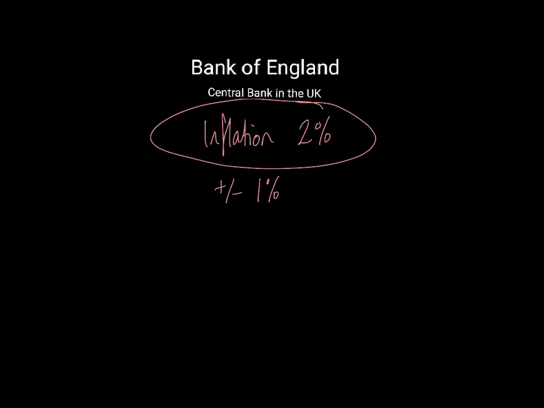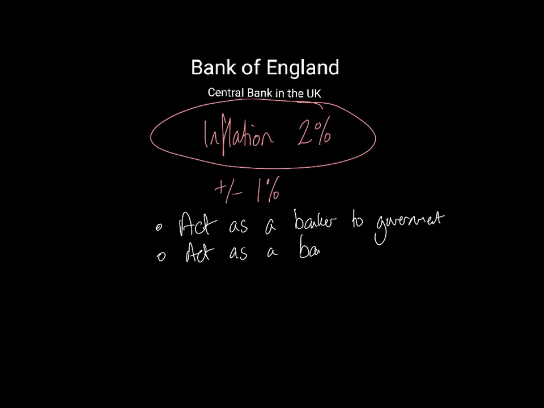But as the central bank, they do have other functions, and it's worth just thinking quickly about what those other functions are. So the first thing is that the central bank is not an institution where you as an individual can deposit money. So it's not a banker for the general population. It is, though, a banker for the government. So the central bank acts as a banker to the government and handles the accounts and so on for the government. They also act as a banker to other banks.